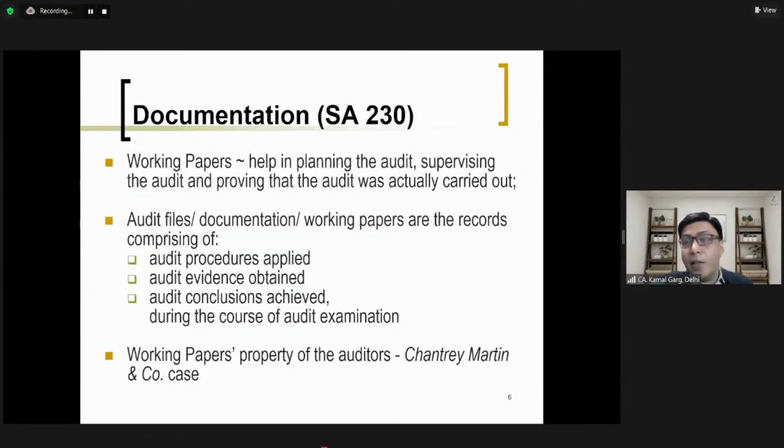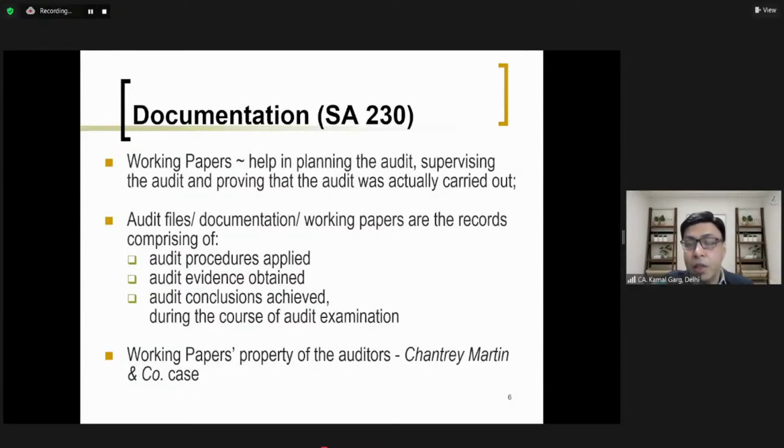Number 2 is audit evidence obtained. In my example, the Excel sheet which was demonstrating the computation of depreciation is nothing but audit evidence. Stock register, audit evidence. Plant and machinery records, audit evidence. Purchase bills, audit evidence. Sales bills, audit evidence. So that is audit evidence obtained. And then comes audit conclusions achieved.